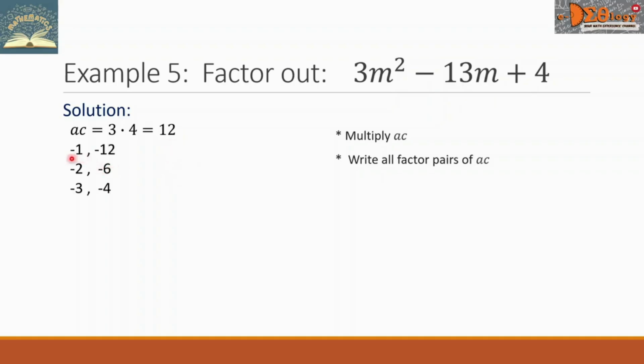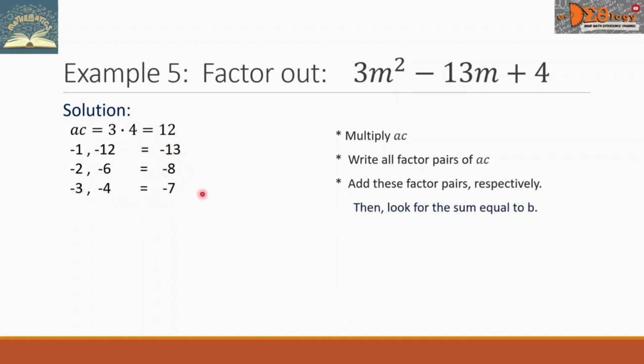So we have negative 1 and negative 12, negative 2 and negative 6, negative 3 and negative 4. Then we add these factor pairs respectively. So we have negative 13, negative 8, negative 7. Then we look for the sum equal to b. We said that this b is the coefficient of the middle term. The negative 13 is here. Therefore, we need this factor pair, the negative 1 and negative 12.